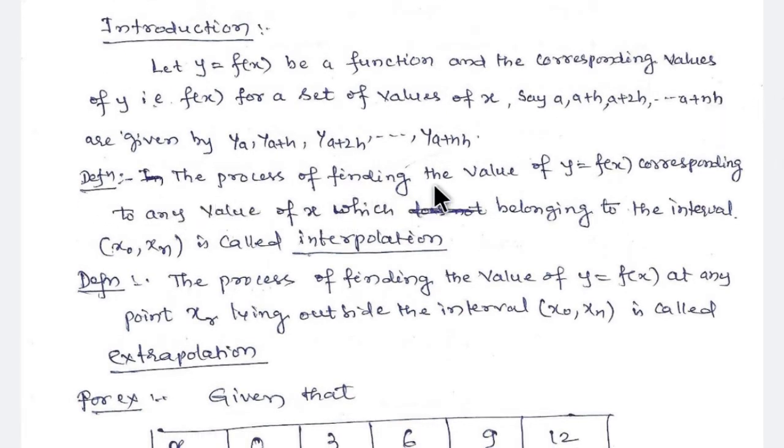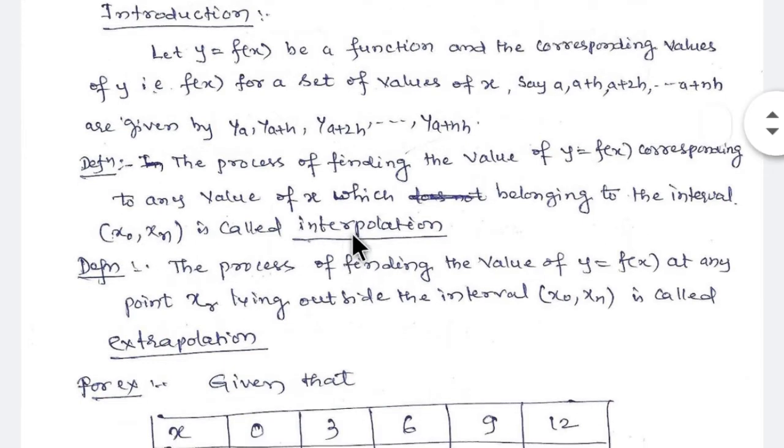The process of finding the value of y equal to f of x corresponding to any value of x belonging to the interval x0, xn is called interpolation. Okay, if you want to find the functional value f of x at an x value which lies within this interval x0 and xn, this is called interpolation. Okay, definition.